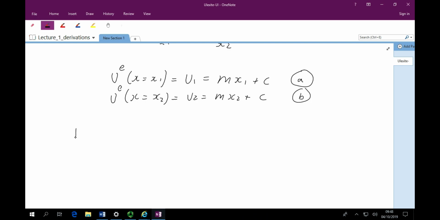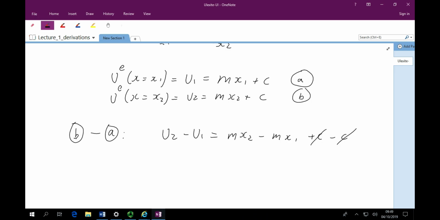So the process here is simultaneous equations. There are various ways you can do this, but probably the simplest is to take one equation away from the other. In doing that we get u2 minus u1 is equal to m x2 minus m x1 plus c minus c. So you can see the two c's are going to cancel, and we're left with an equation with just one unknown, which is m.